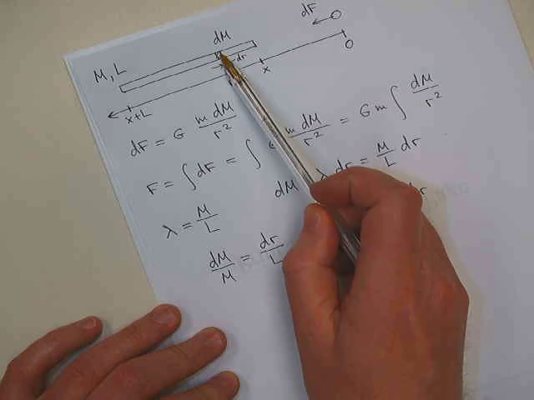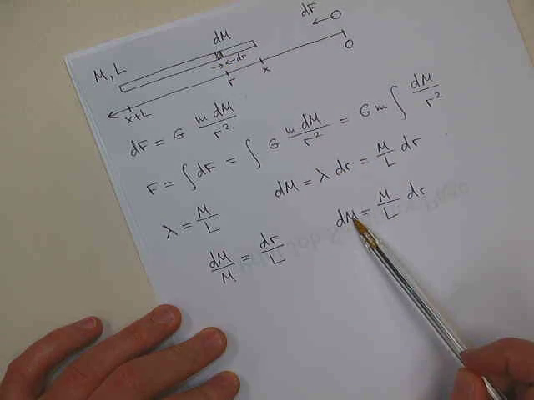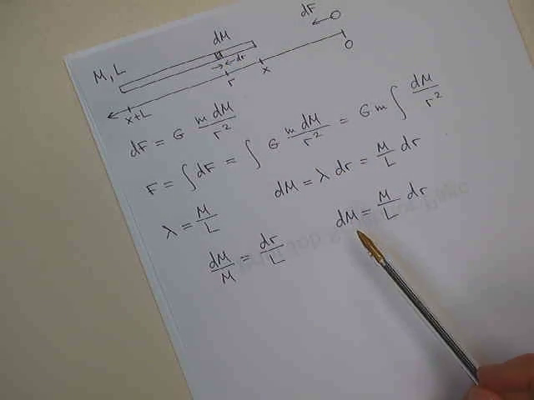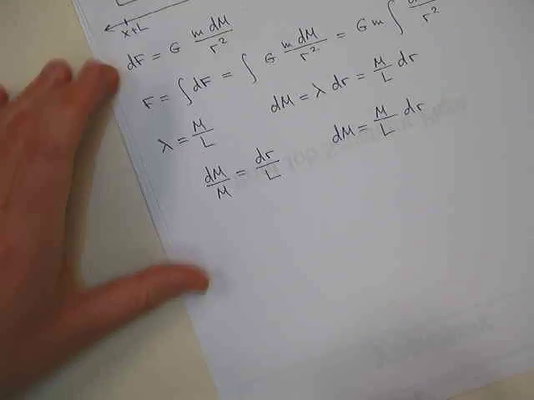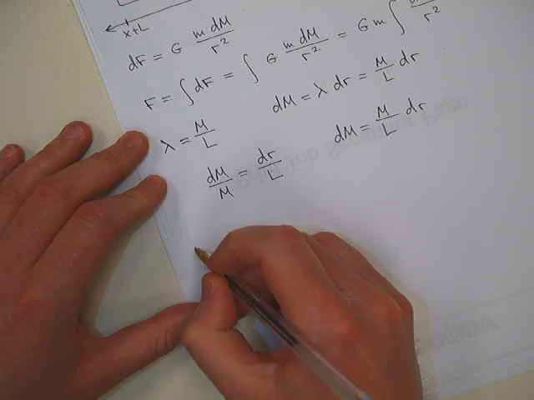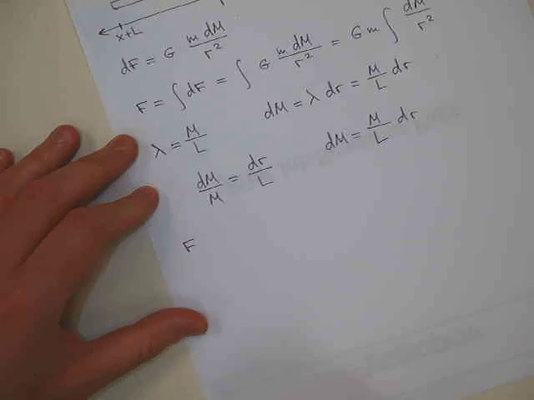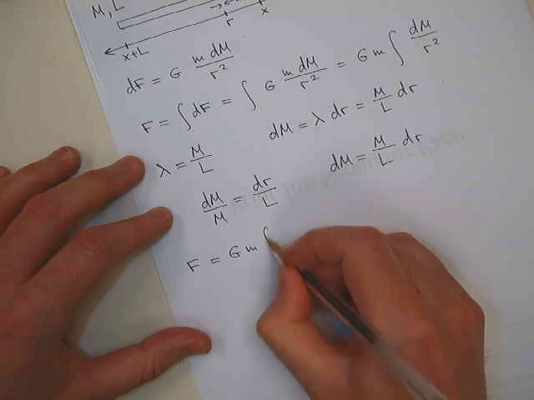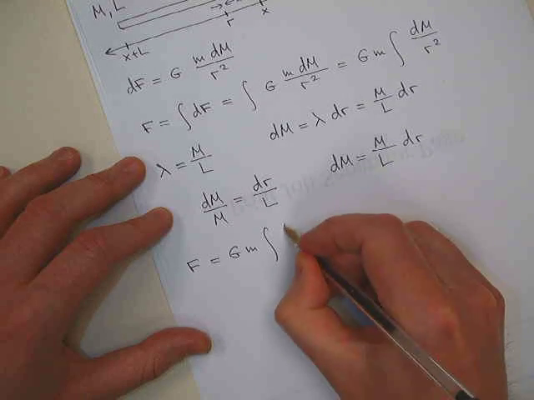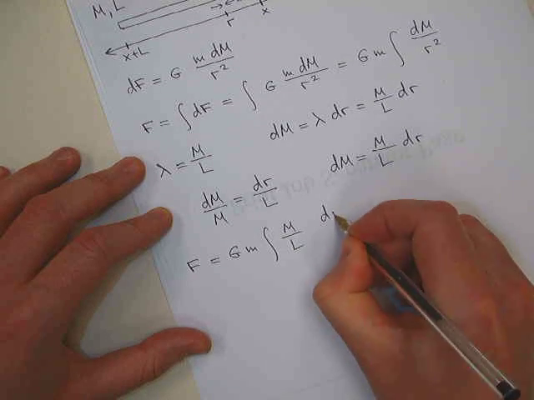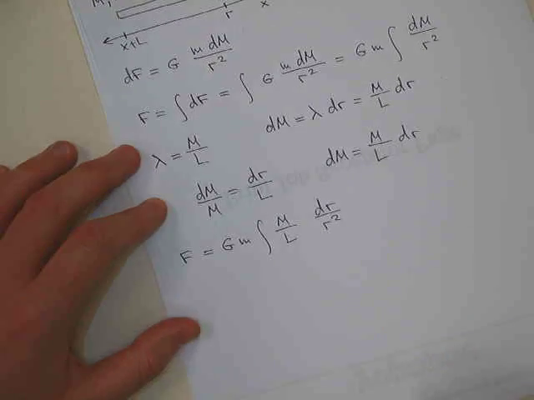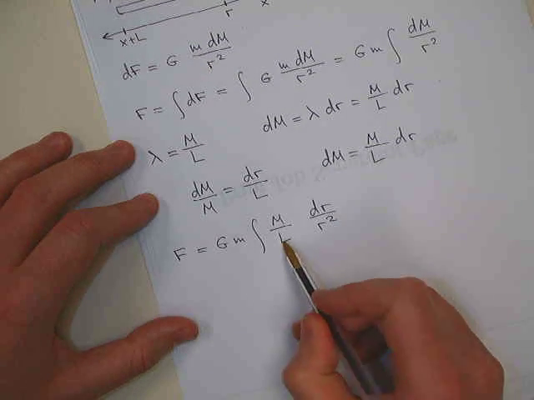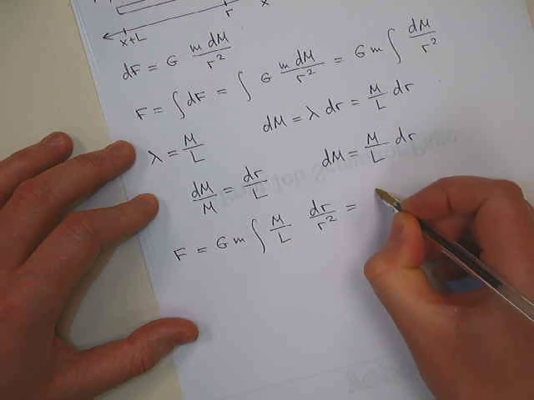So the longer the piece you select, the more mass you get. Alright, now we can write the force in terms of only r variables. So the total force acting on the point mass is G m integral, where dm is M over L dr over r squared. So we can pull M over L outside the integral because these are constants now.